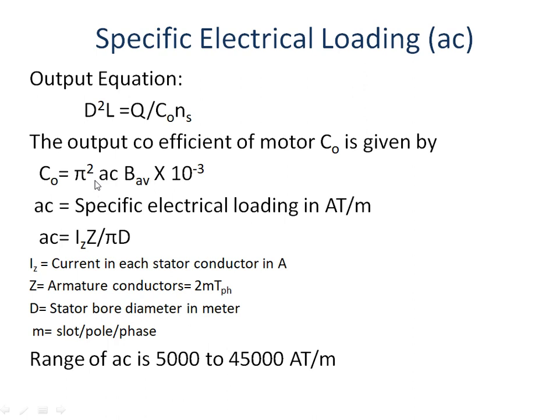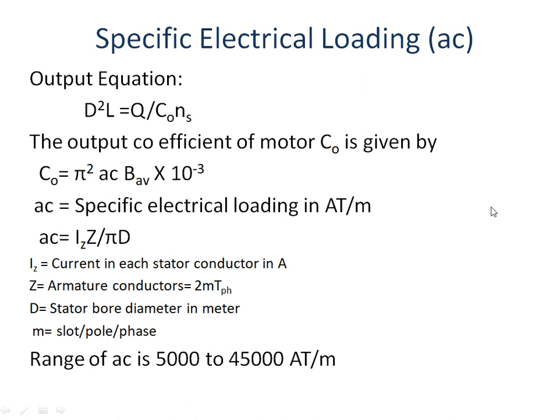So the ampere conductors of a three-phase induction motor, which is also known as the specific electric loading, is given by IZ Z / πD, where IZ is the stator current per phase in ampere, Z is the number of armature conductors, which is also given by 2m TPH, where TPH is the number of turns per phase, m is the number of slots per pole per phase, and D is nothing but the stator bore diameter in meter.